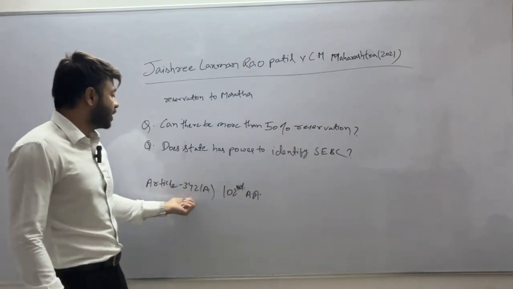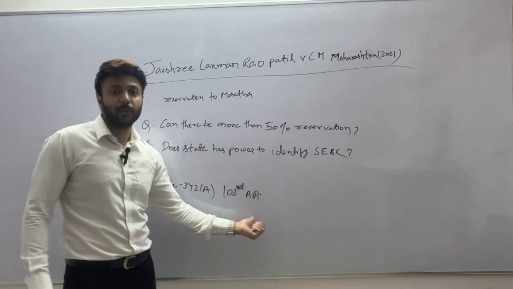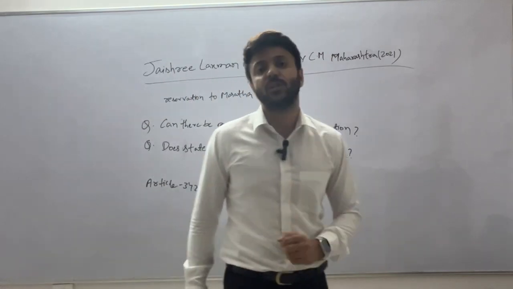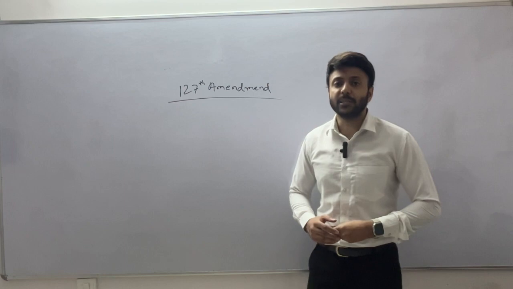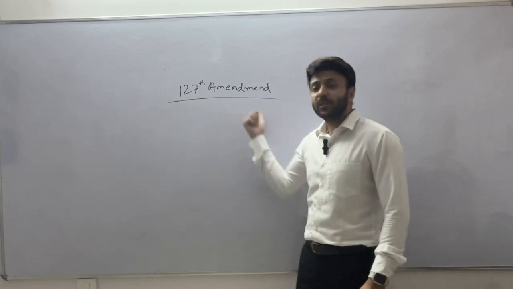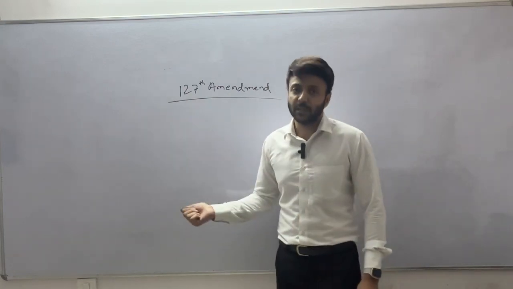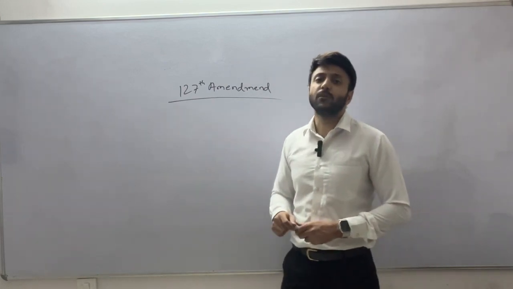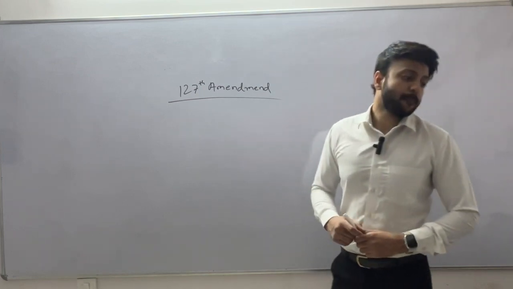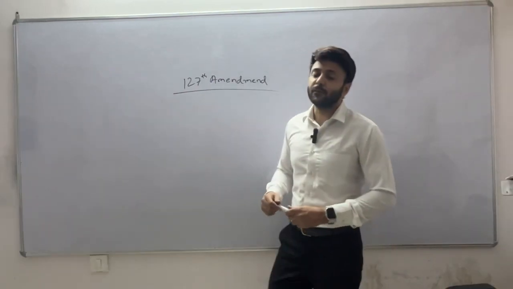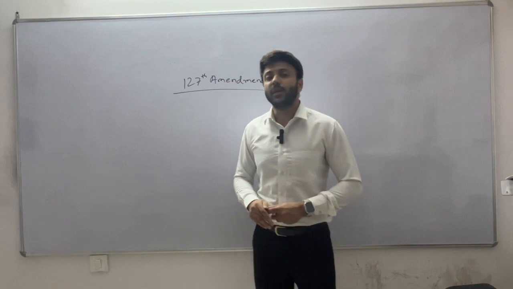And also through Article 342A, which was added by the 102nd Amendment Act, it held that the state does not have power to identify SEBC, socially and educationally backward classes. The 102nd Amendment Act states that the state does not have the power to identify SEBC. But the 127th Amendment Act has given the power to various states to identify SEBC, and a commission was set up, the National Commission for Backward Classes, under the 122nd Amendment Act. Along with the center, the state also now has power to identify SEBC. This was all about Article 16 of the Indian Constitution.